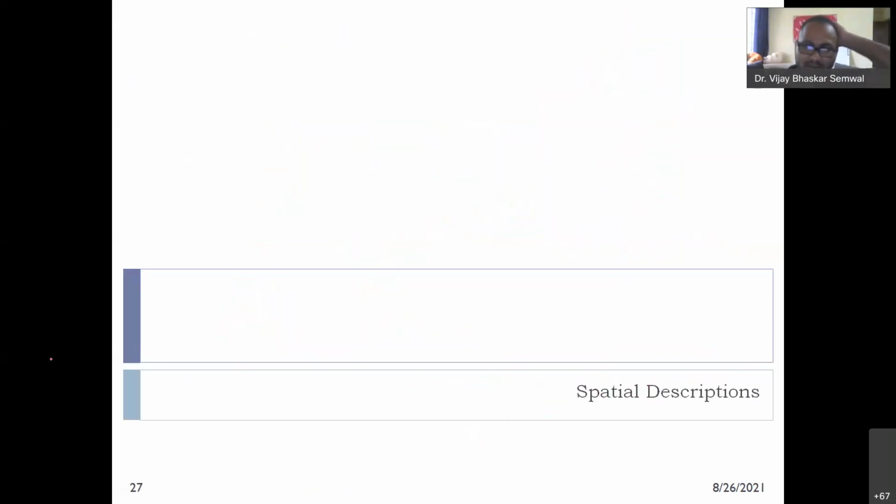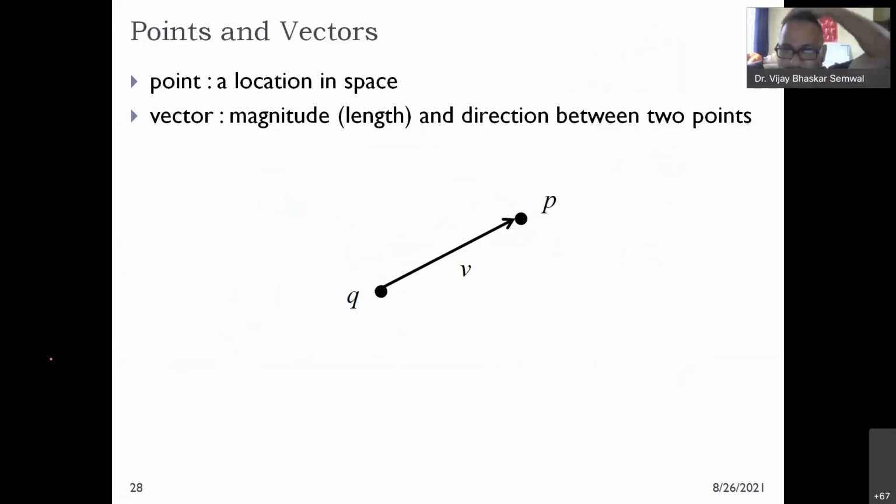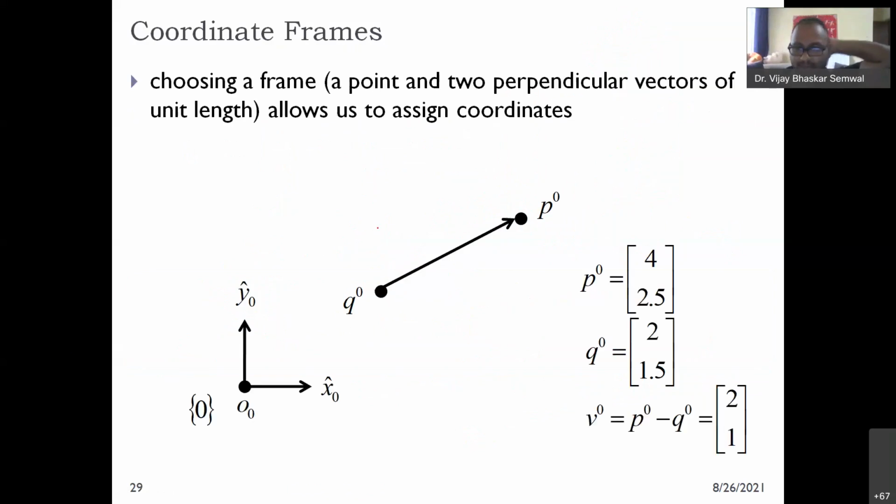So this is clear. Now I'm coming to spatial description. Any point in a free body or anywhere is represented by a vector. If it is 2D, you have coordinates x and y, which has magnitude as well as direction. Magnitude is the length and the direction of the two points vector. This is your base frame. Base frame is represented by 0, so that is O naught base frame. It has x naught and y naught, and there is another position P. How far is it?